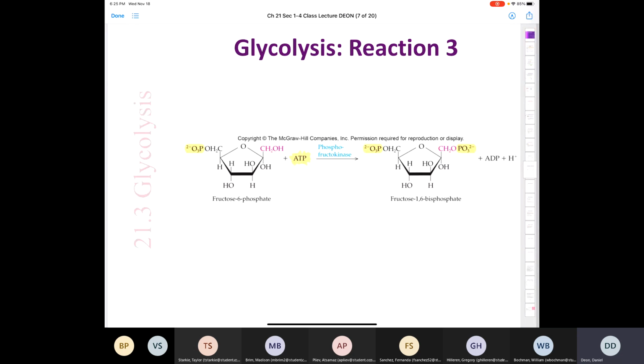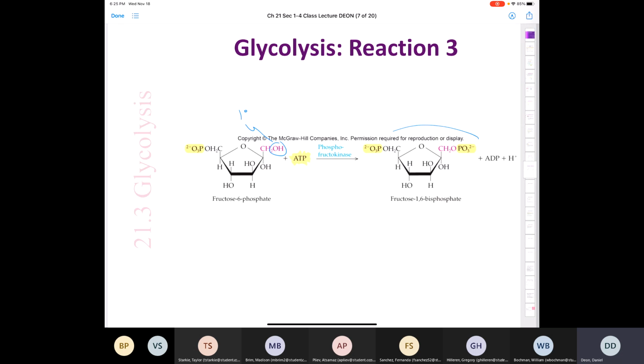So here's my fructose 6-phosphate. I've got my beautiful primary alcohol all exposed here. My enzyme phosphofructokinase catalyzes the phosphorylation of that primary hydroxyl. And now I get fructose 1,6-bisphosphate, and I get some more ADP. So again, so far all I've done is cost myself energy, right? I've cost myself ATP, and I haven't earned a stinking thing. Well, trust me, it's going to get more interesting.